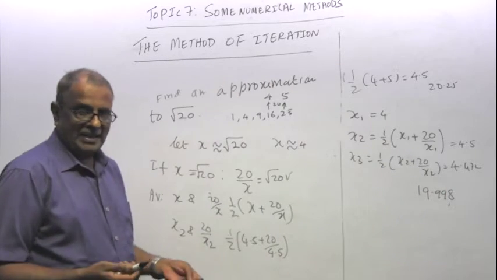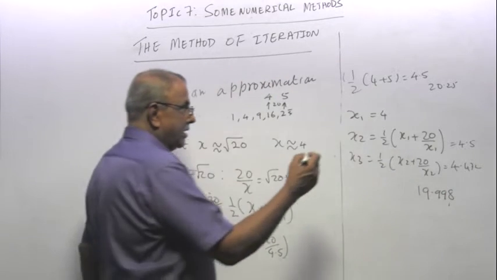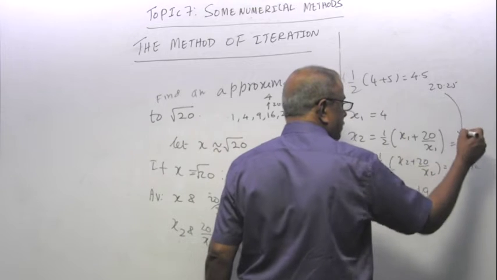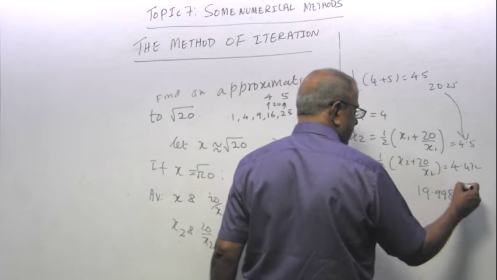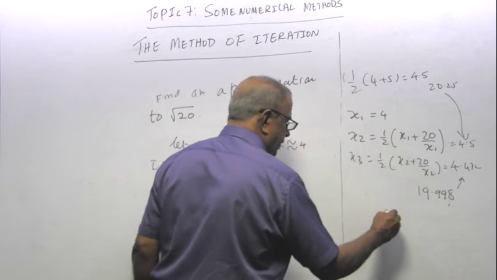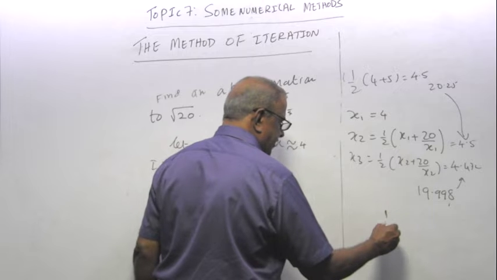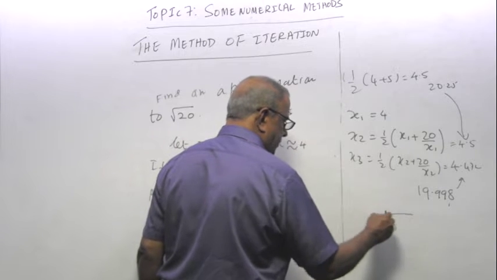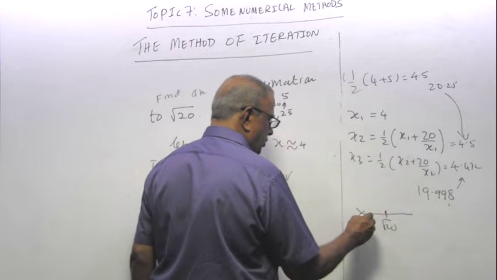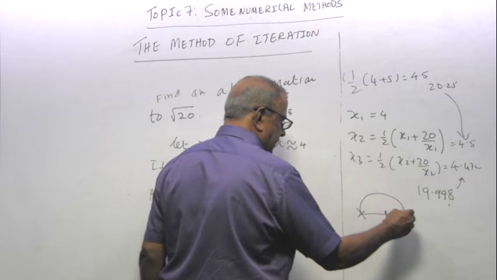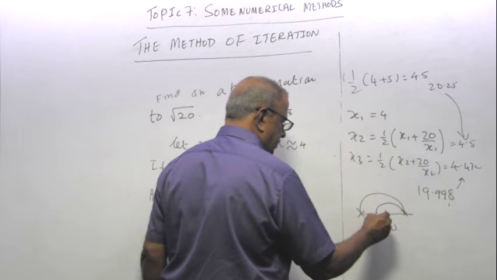Very close to 20. It's a better value because remember, this one was 20.25 when you squared. This one is 19. In other words, if you have 20 there, this is the exact value of root 20. I started with one value, then I came to the other value, then I came to this value.